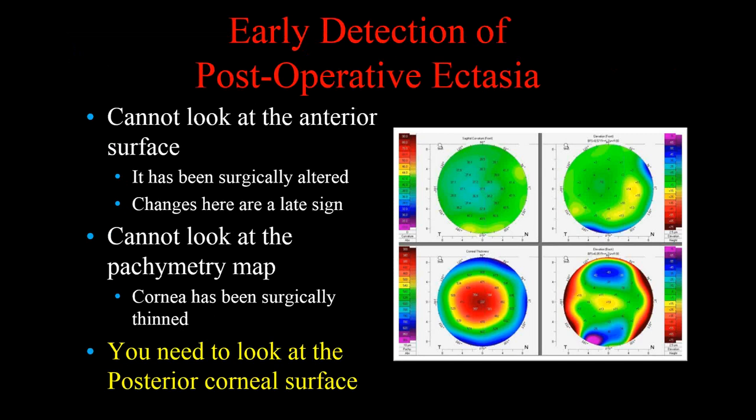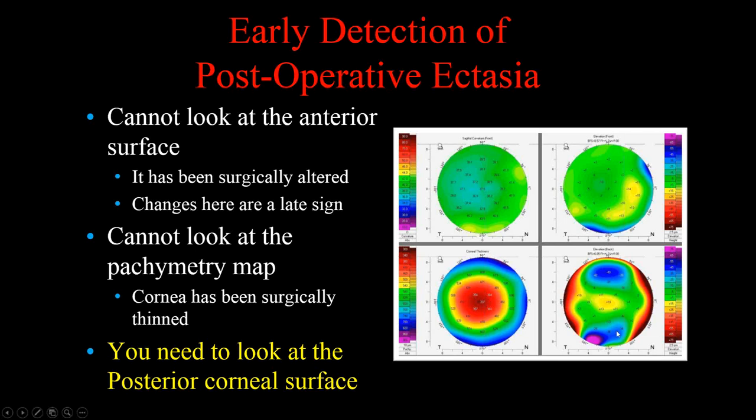We have a few minutes left. So how do we determine postoperative ectasia? The problem really is, if we want to know if something abnormal has happened post-ablative surgery, you can't look at the anterior surface. It's been surgically altered. Changes on the anterior surface for post-LASIK ectasia are late. You don't want to wait to that point. You can't look at the pachymetry map because we've thinned the cornea. If you look at the anterior surface pre- and post-op, it will have changed. If you look at the corneal thickness map pre- and post-op, it would have changed. The posterior surface should not change significantly, whether it's post-PRK or post-LASIK.